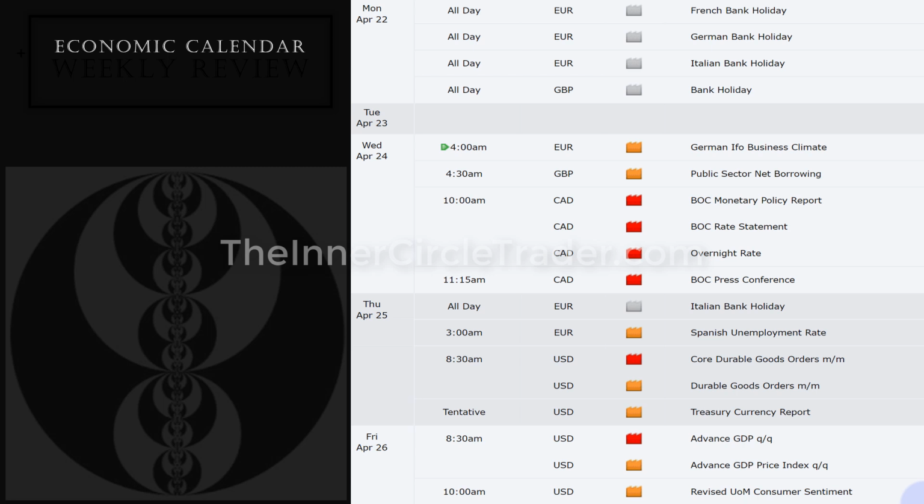On Thursday, we have an Italian bank holiday and Spanish unemployment rate, medium impact, core durable goods, 8:30 a.m. News embargo lifts for the dollar-based markets, and Treasury currency report is tentative on Thursday. On Friday, we have advanced GDP for the New York Open, dollar-based, and then we have consumer sentiment at 10 a.m. on Friday.